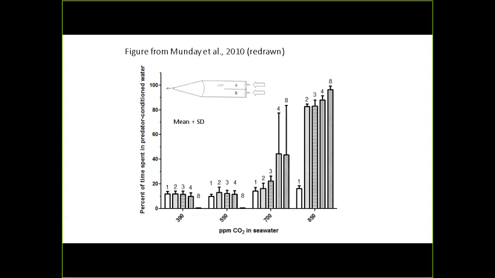And at the highest acidity that they tested, the lowest pH, by day 1 is down here, and by the second day, about 80% of the larvae are swimming towards the predator. That can't be a good thing. Don't do it. That's pretty amazing.